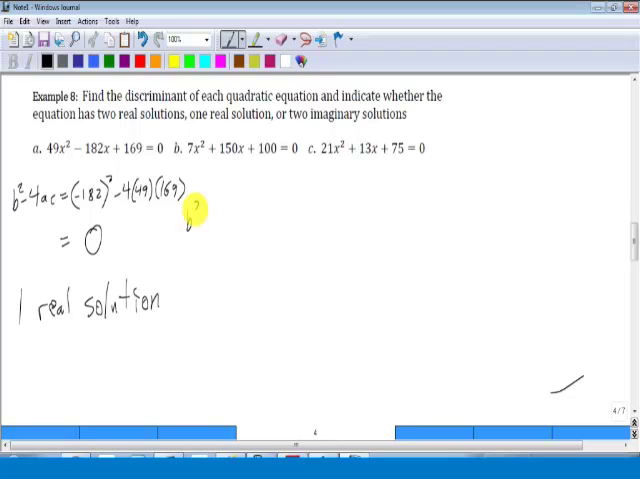B part, b squared minus 4ac equals 150 squared minus 4 times 7 times 100. Squaring 150. 15 squared is 225, so if we tack on a couple of zeros, I believe we get 22,500. 4 times 7 is 28. 28 times 100 is 2,800.